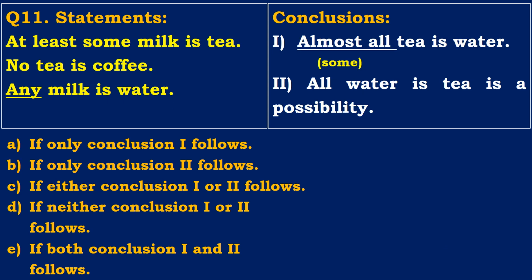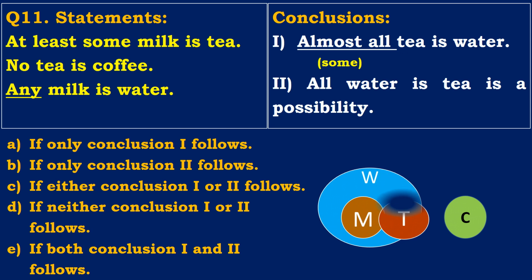Challenge 11. At least some milk is tea. No tea is coffee. Any milk is water. Conclusions: Almost all tea is water. All water is tea is a possibility. According to the Venn diagram, conclusion 1 is correct. According to trick 2, conclusion 2 is also correct. As a result, both conclusions follow the statement. Hence, option E is the correct answer.